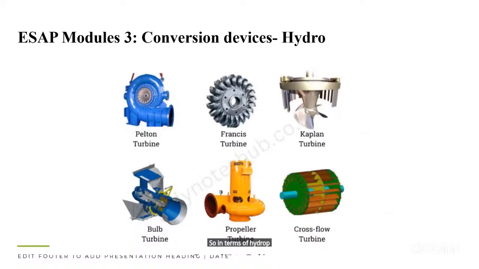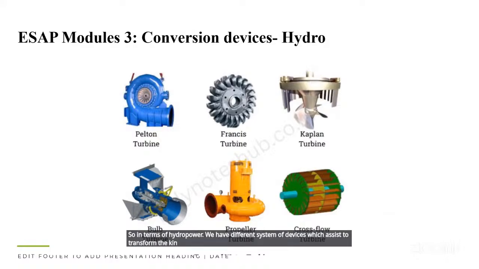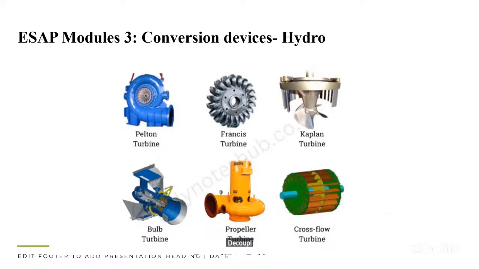So in terms of hydropower, we have different systems of devices which assist to transform the kinetic energy and the difference in potential energy into electricity. And those are the Pelton, the Francis, the Kaplan, the cross-flow and propeller turbine and bulb turbines, which can be used for this purpose.